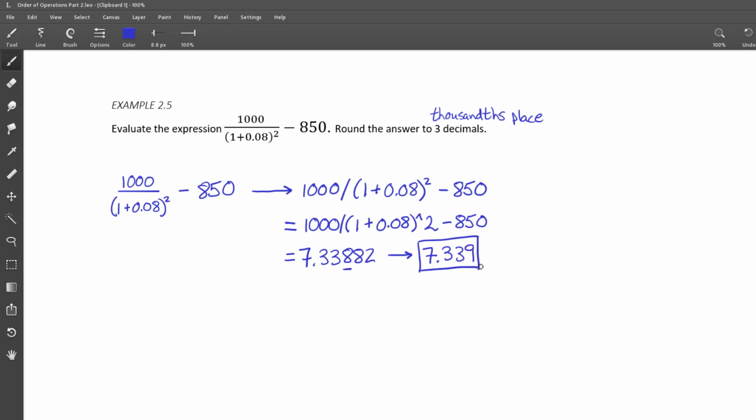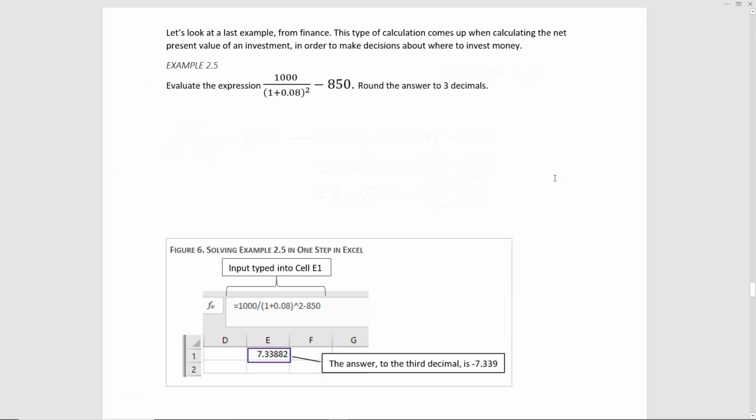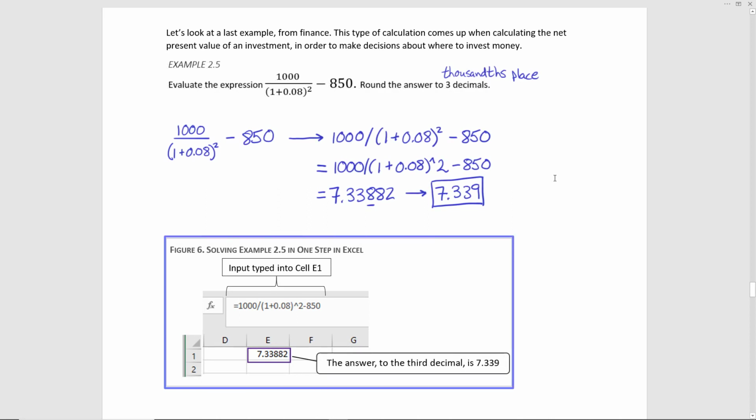7.339. Order of operations, once you become confident with it, can really help you clean up your calculations, make them more efficient, and make it so that you can do them in one step, so that the setup is everything and you get the answer with no intermediate steps for error to sneak in. Finally, just notice that the work we just did in Excel is shown in Figure 6, which gives a snapshot of the whole process in Excel.